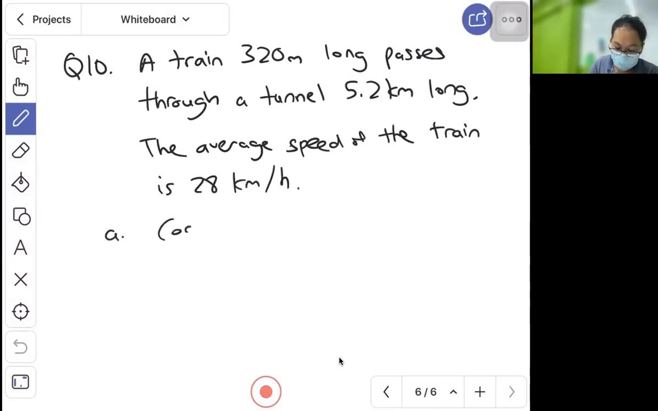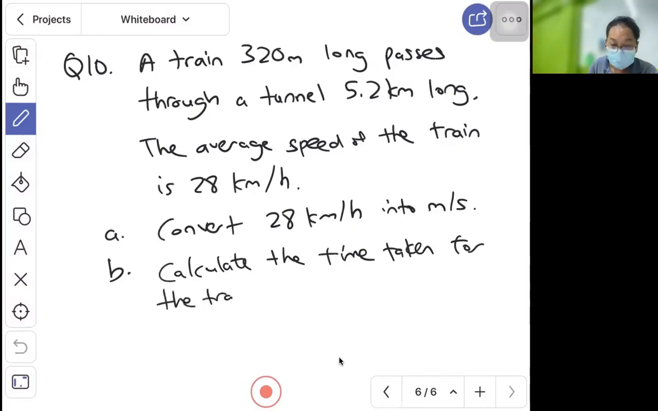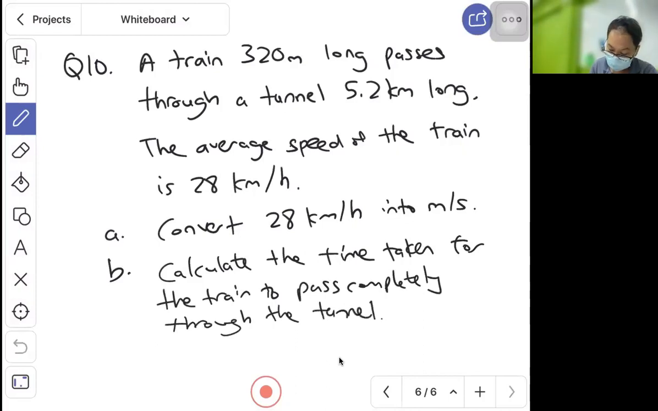Part A, convert 28 km per hour into meter per second. And part B, calculate the time taken for the train to pass completely through the tunnel. Give your answer in minutes.